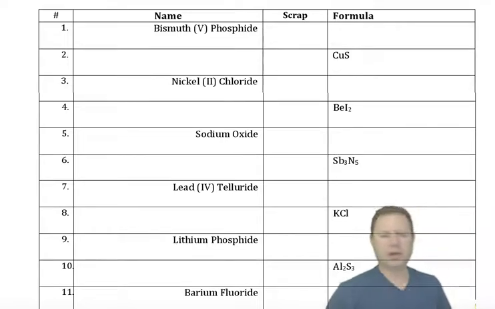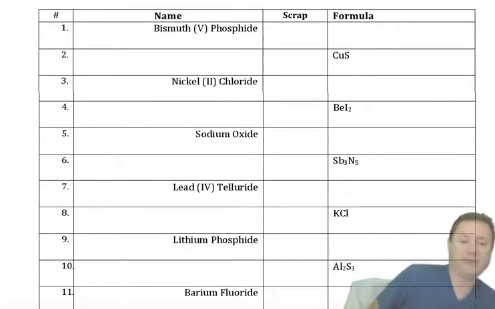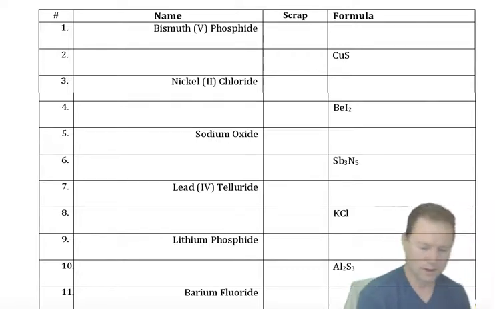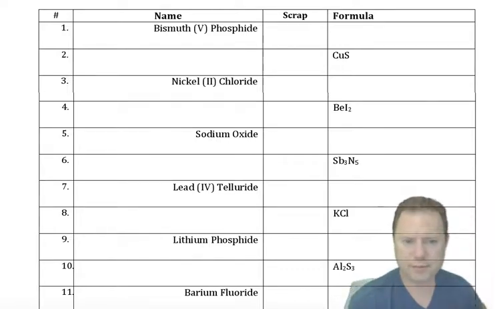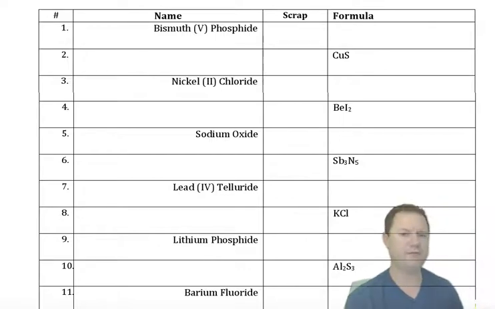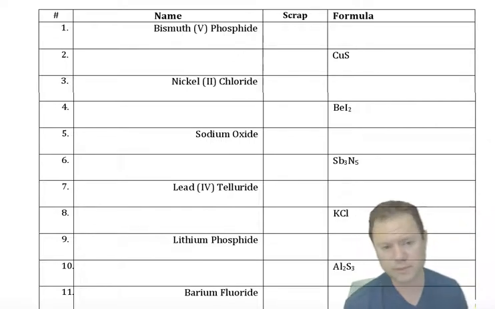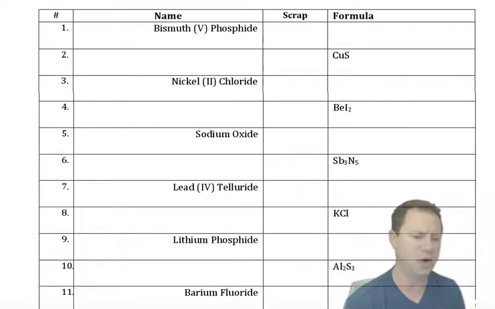Okay, I figured it'd be a good idea to practice some of that ionic naming and formula writing. So you can see I have three columns here. I have a name, a scrap, and a formula. Of course, the instructions are if I give you the name, you give me the formula. If I give you the formula, you give me the name. And all things considered, that's all that I look at.